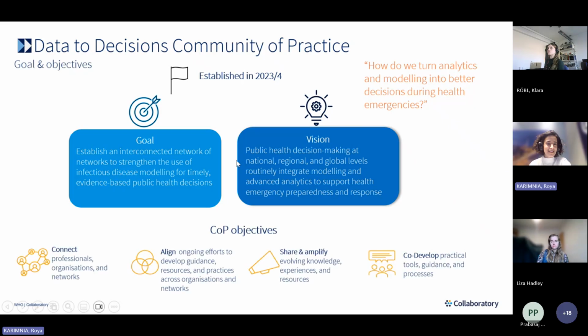The objectives of this community of practice are to connect professionals, organizations, and networks; align ongoing efforts to develop guidance, resources, and practices across organizations and networks; share and amplify the evolving knowledge, experiences, and resources; and to co-develop practical tools, guidance, and processes as well.